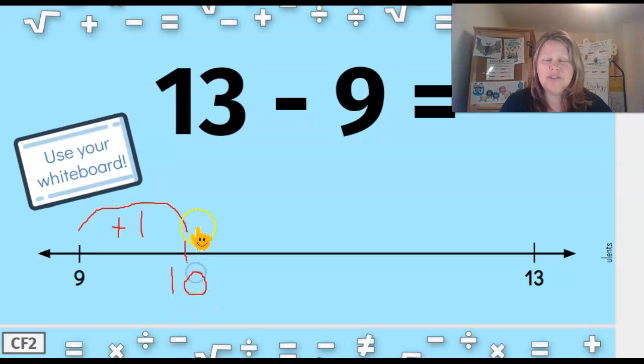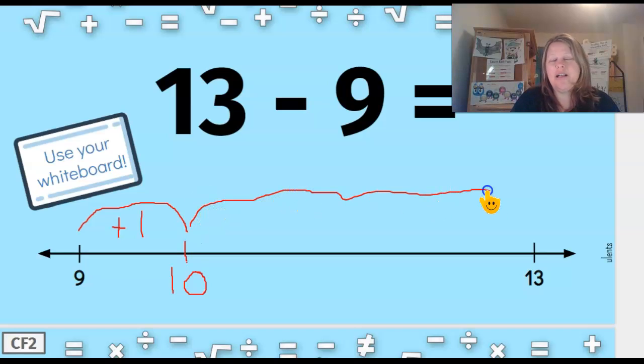Okay, these are so easy, aren't they, guys? Now, I think you can all figure out what this jump is going to be. How far is it from 10 to 13? That's right. It's a plus 3 jump. So 13 minus 9, or the difference between 9 and 13, if I add up 1 and 3, is going to be 4.